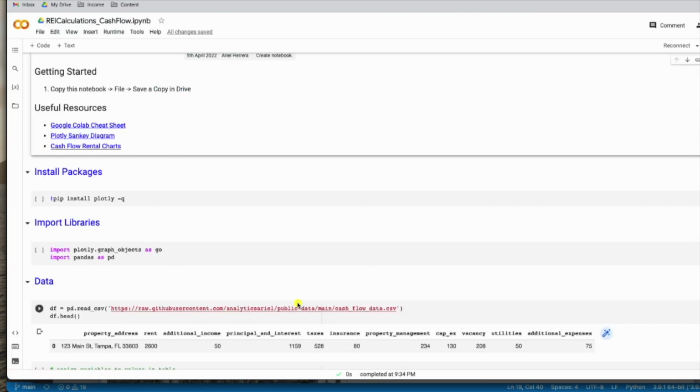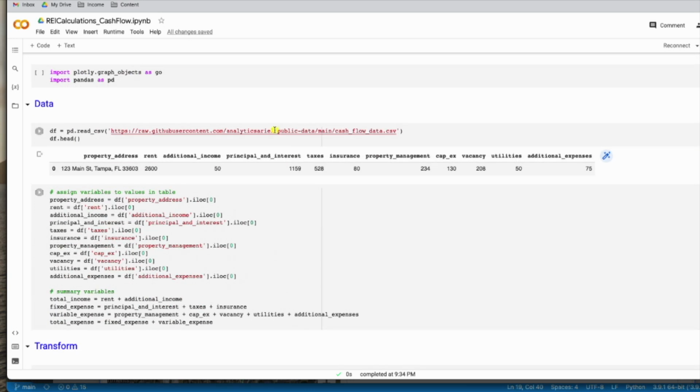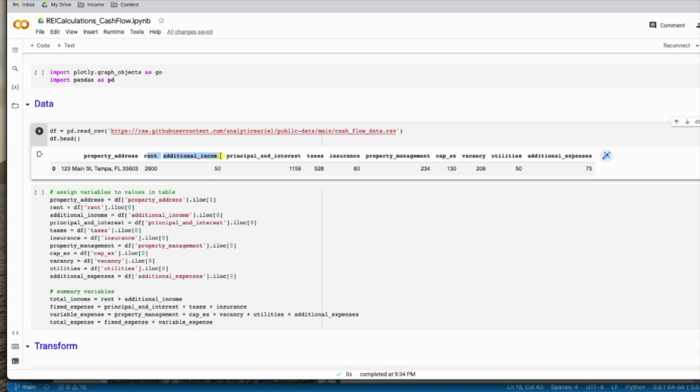So going back to our notebook, I created a CSV file, so an Excel file, that has columns and rows that I load as a data frame. And you could pull this data as well. It's publicly available on GitHub. Here we have all of the elements that we care about in order to calculate cash flow. So we have our property address. The first 2 columns are going to be related to income, rent, and additional income. And the last columns are all related to expenses.